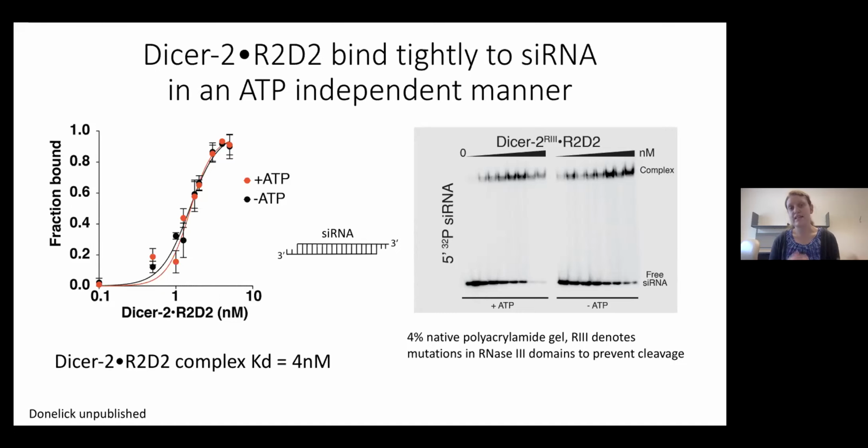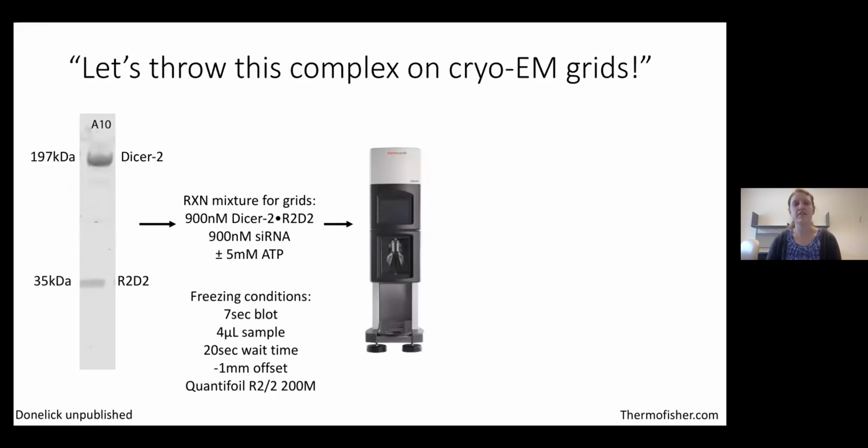And I did test dicer2 on its own in a very similar experiment, and it binds to the radiolabeled siRNA at approximately 1 to 2 micromolar, nearly 1,000-fold weaker than that of the complex. And R2D2 is not stable on its own, so it wouldn't be binding siRNA on its own. So we're fairly confident this KD reported is specific to the dicer2 R2D2 complex. So with this information, we felt comfortable with moving on to CryoEM.